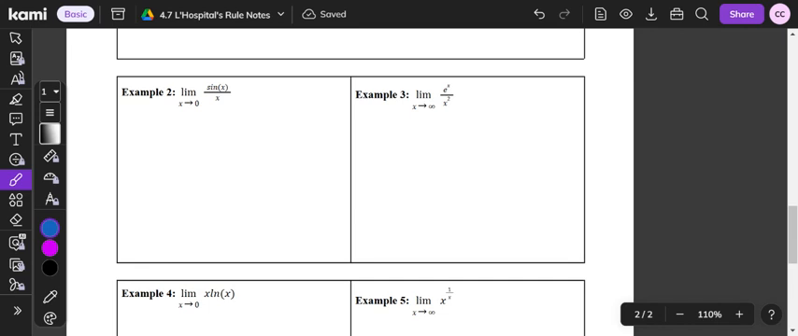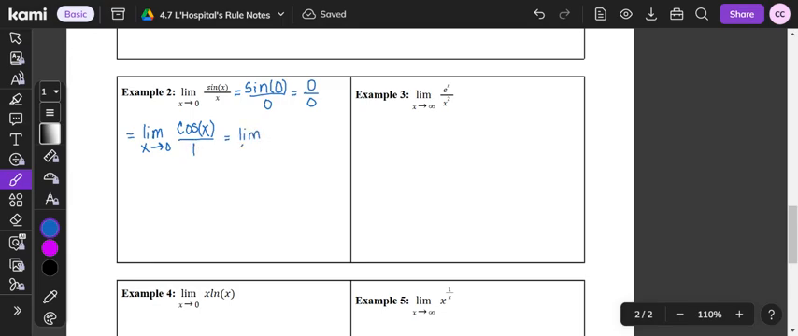So the first thing I need to do is make sure that I have an indeterminate form, and I'm going to do that by plugging in 0. So I should have sine of 0 over 0. And of course, the sine of 0 is 0. So I end up with 0 over 0. So cool. I have an indeterminate form. I can go ahead and do L'Hopital's rule. So I know that this should equal the limit as x approaches 0. I'm going to take the derivative of the top. I'm going to get cosine of x divided by derivative of the bottom. That's 1.